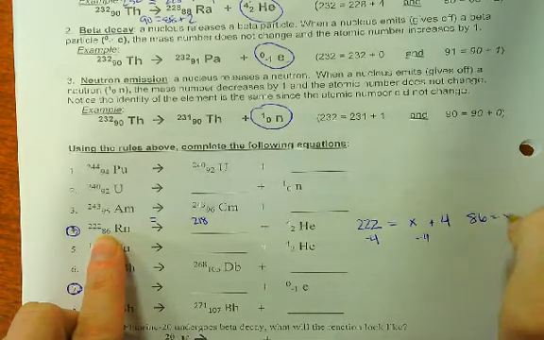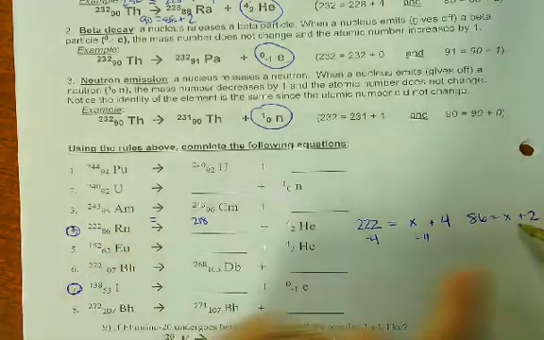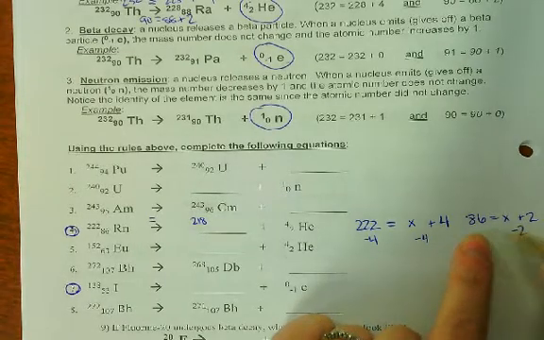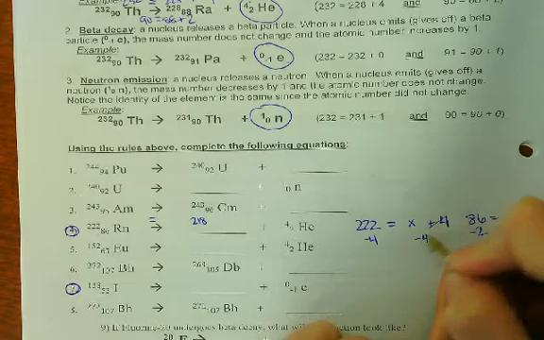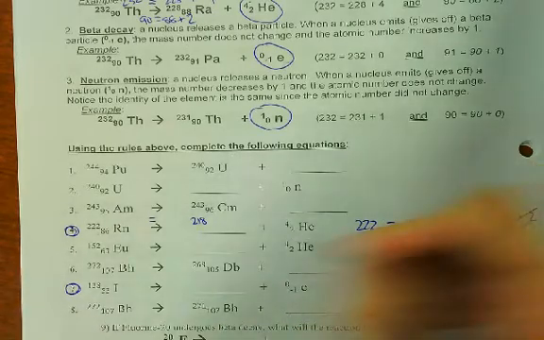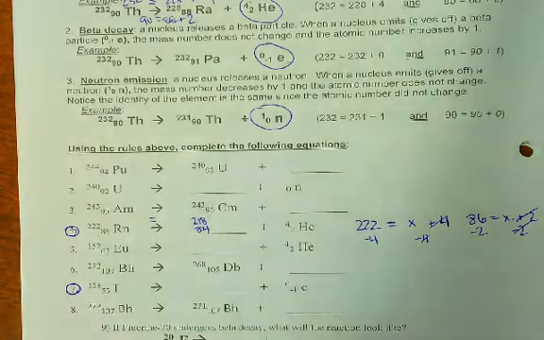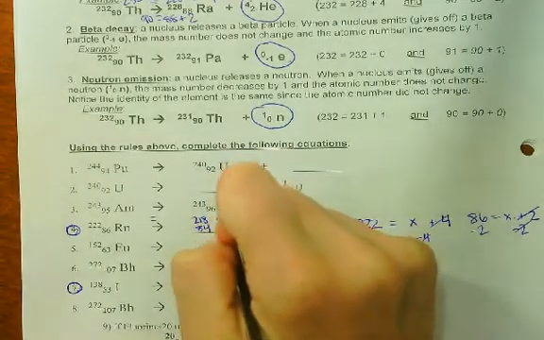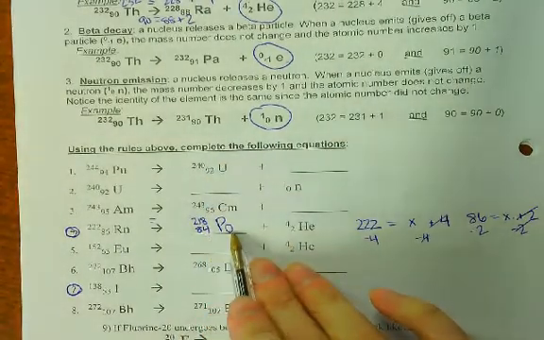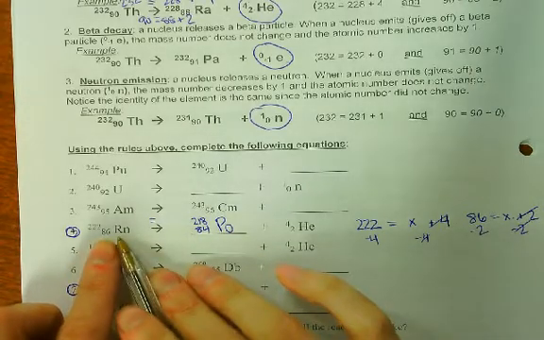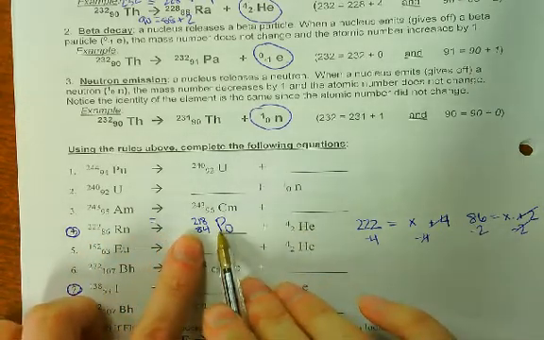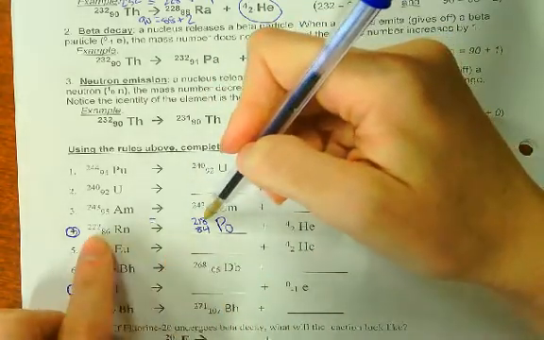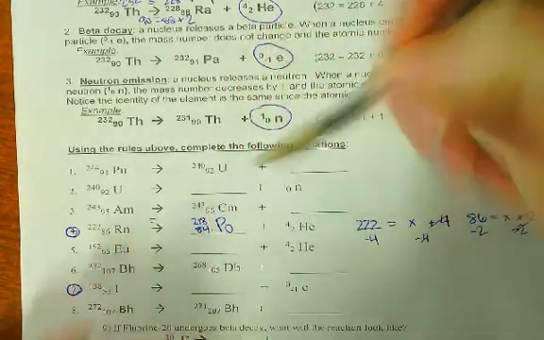And I can do the same on the bottom. 86 equals x plus 2. So in order to solve for x, we're just doing simple algebra. We subtract 2 from both sides. That makes this cancel out. So x equals 86 minus 2, which would be 84. Now, I don't know what symbol I need until I come back over and I find 84 in the periodic table, and that's right down here, polonium, Po. So it's 218 84 Po, polonium. If radon undergoes alpha decay, this is what will be left. Okay, my mass number comes down by 4, my atomic number comes down by 2.